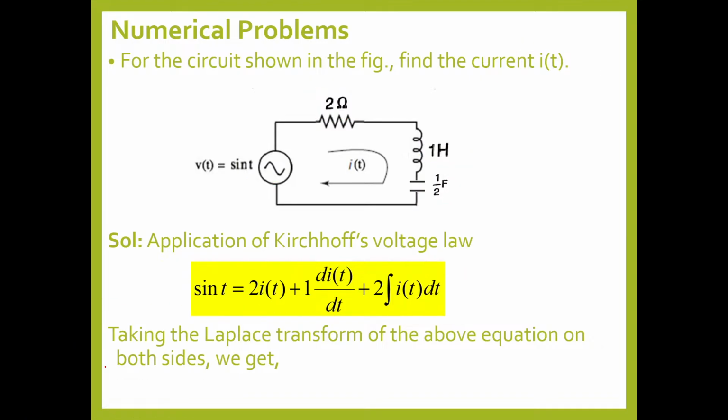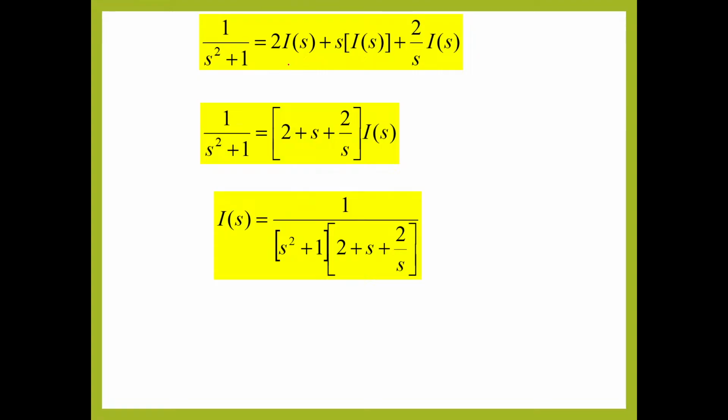After that you just apply Laplace transformation on both sides. If you apply Laplace transformation, you will get 1 by s square plus 1 equal to 2 into I of s plus s into I of s plus 2 by s into I of s. You just simplify it further to determine the expression. Just rearrange the terms. You will get I of s is equal to 1 by s square plus 1, into s plus 2 plus 2 by s.